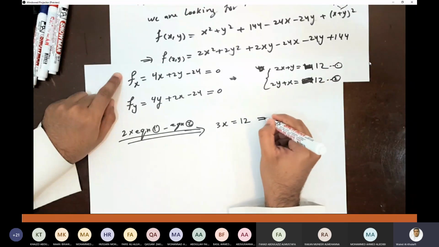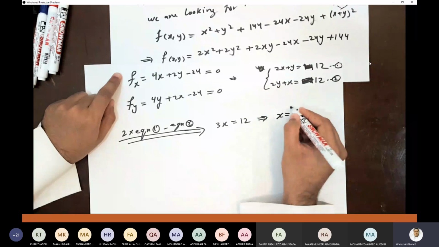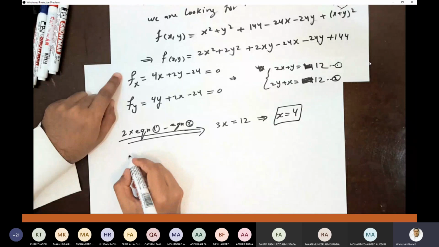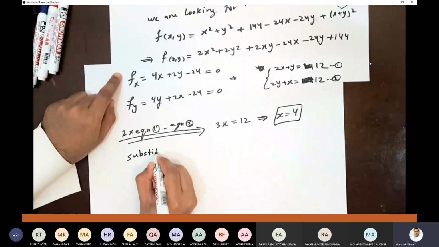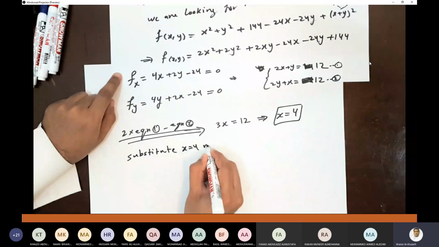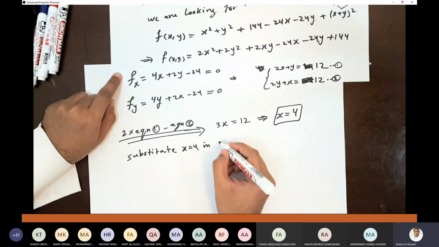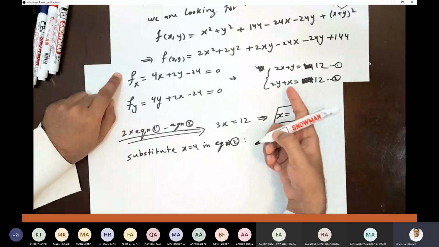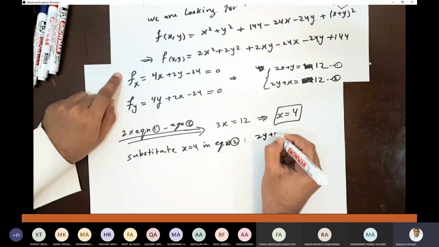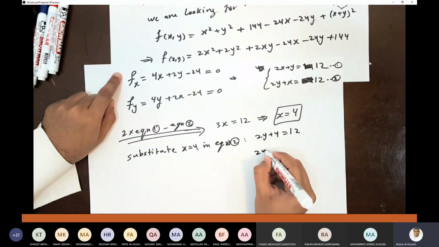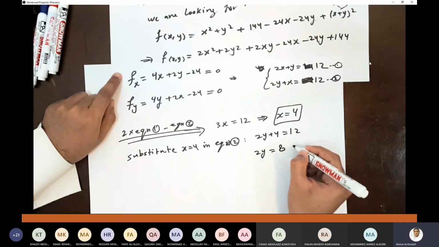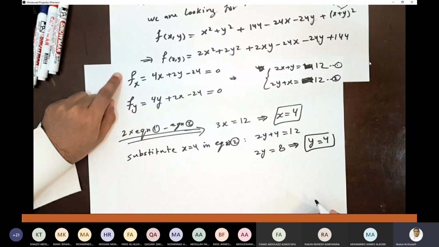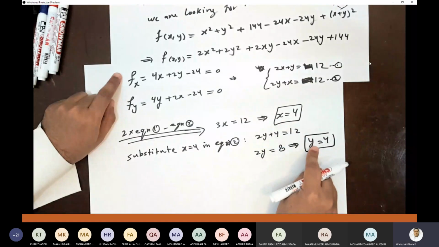So what is x in this case? x is equal to 4. Now substitute x equal 4 in, let's say, equation 2. What will you get? 2y plus 4 equal 12. So 2y equals 8. So this implies that y equals 4 also. Right, now we have x equal 4, y equal 4.